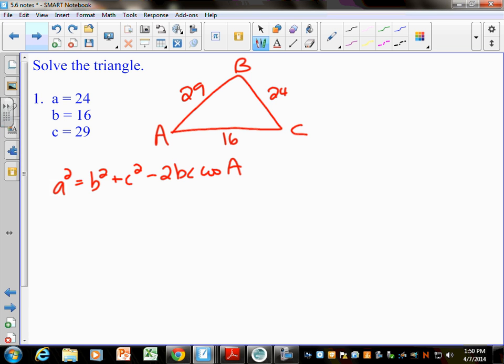Or we could use the one across from it. It's the same thing, it's just changing it around. If you solve for cosine of A, that's going to be B squared plus C squared minus A squared over 2BC.